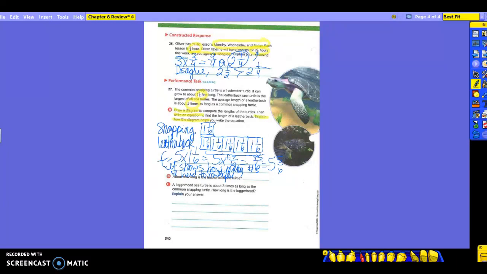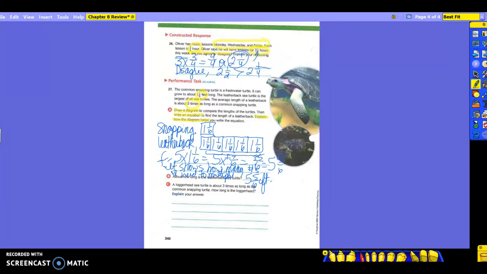So about how long is that leatherback sea turtle? What did we come up with? 5 and 5/6. What's our label? Feet. Always go back and check to see what your label is. What is it measured in? Okay. So that was exactly what we did yesterday. Any problems with it? Okay.